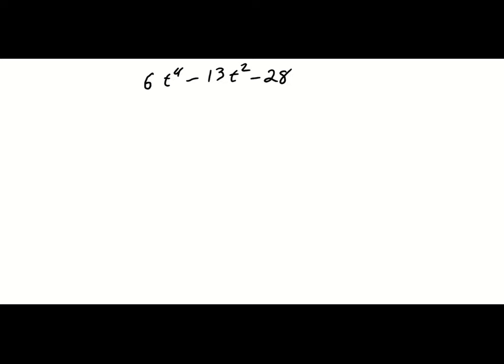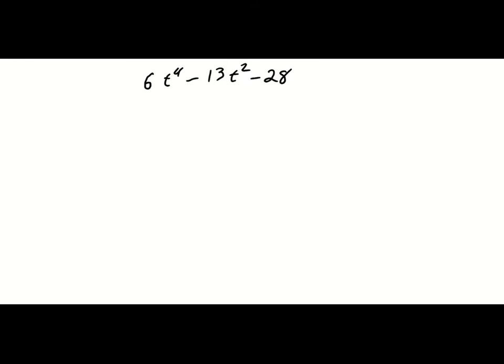We want to factor 6t to the fourth minus 13t squared minus 28. This is one where probably about half and half people would be comfortable leaving that trinomial as it is and using your favorite method to factor trinomials on it. Or some of us may feel more comfortable using substitution. And so I'm going to show you how to use the substitution on this type of one.